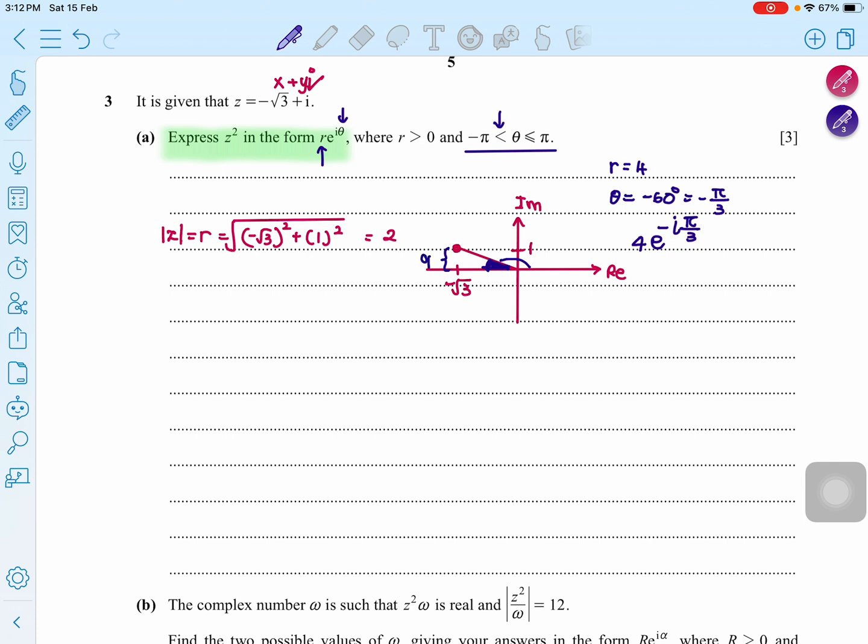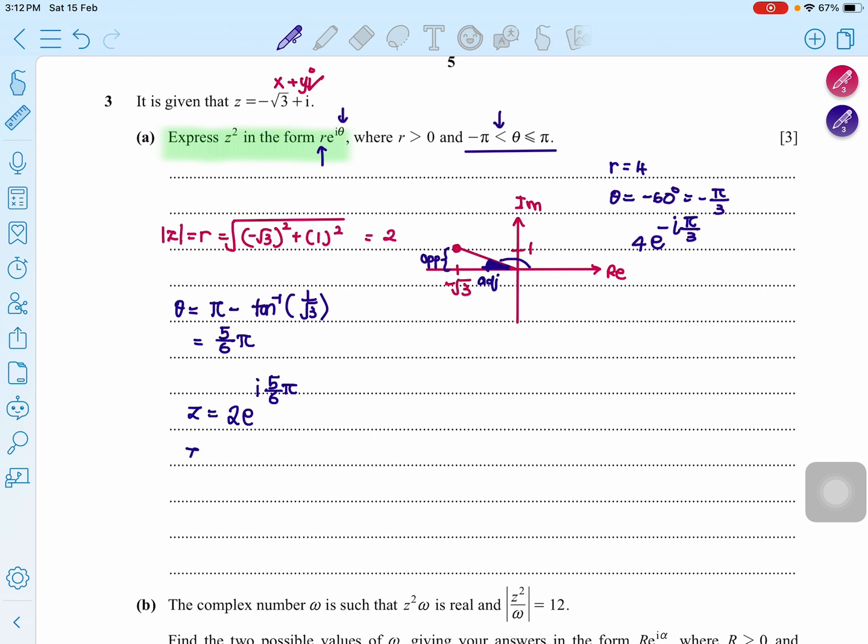So how do I find this? This is my opposite part, which is 1. And this is my adjacent part. So I will use tangent inverse 1 over 3. Once I'm done with this, I will do pi minus. That will give you the theta. So let's see what I get when I press this in the calculator. So I'm getting 150 degree, which is 5 over 6 pi. So I can write my z as 2e to the i 5 over 6 pi.